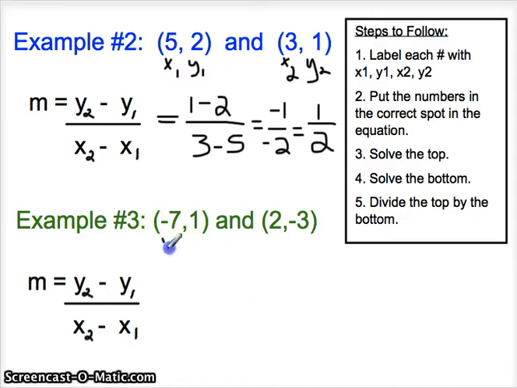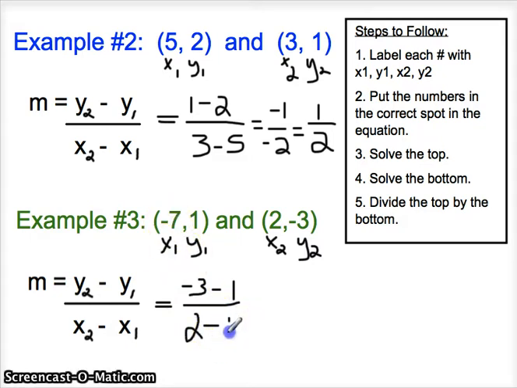Here is the answer. First, let's label x1, y1, x2, y2. Now let's put them in the equation. Negative 3 minus 1 over 2 minus negative 7. We'll put that in parentheses so we don't get confused with the extra minus sign.